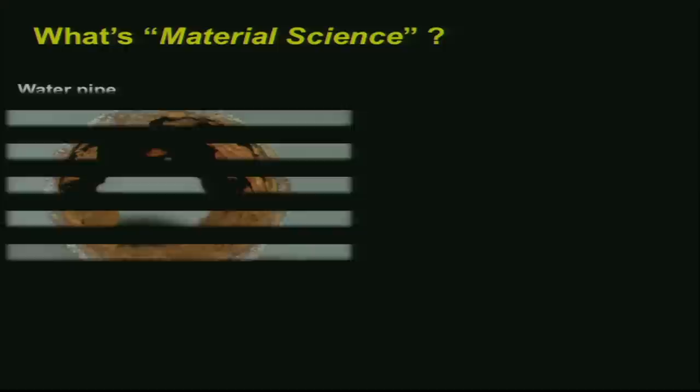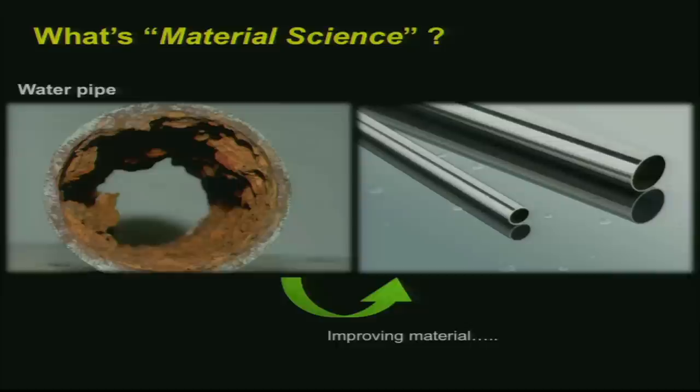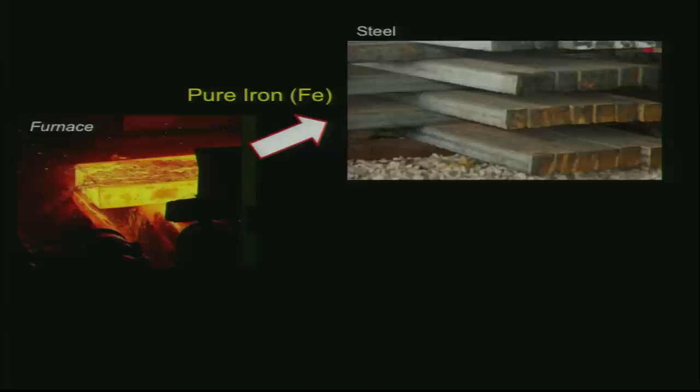Here is one example, a water pipe. Water comes through this water pipe, but you don't like to drink water through this pipe, because there is so much rust inside, maybe so disgusting. People want to use a very shiny, nice, clean water pipe. How do we get this kind of water pipe? This is improving material, basically. That is material science. How can we improve the material? This is a furnace. You can get iron through a very hot temperature furnace. In the iron case, you get pure iron through the furnace.